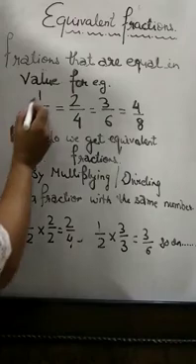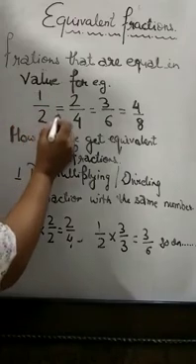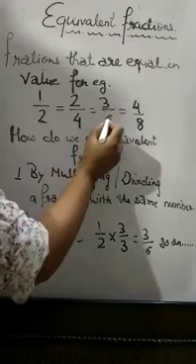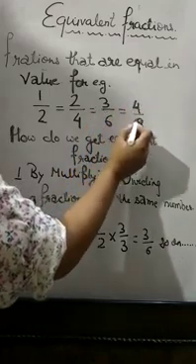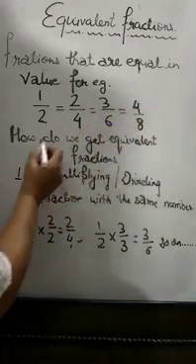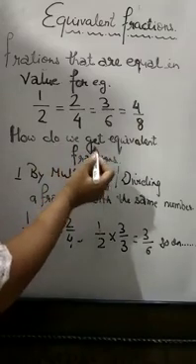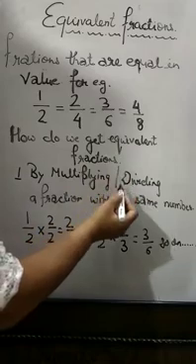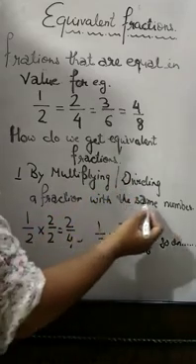For example, 1 upon 2 is equal to 2 upon 4, which is equal to 3 upon 6, and it is further equal to 4 upon 8. Now how do we get equivalent fractions? We can get equivalent fractions by multiplying or dividing a fraction by the same number.